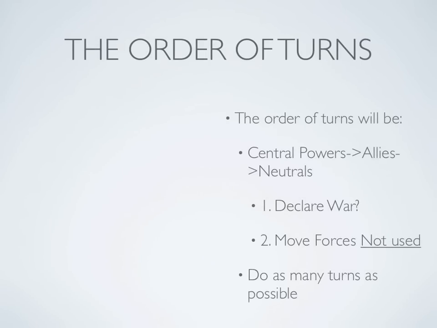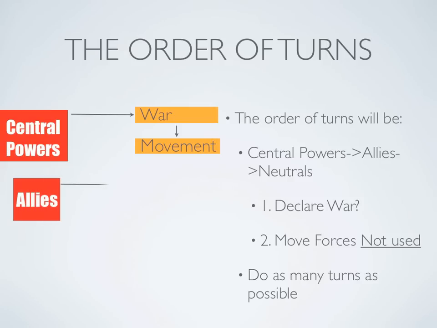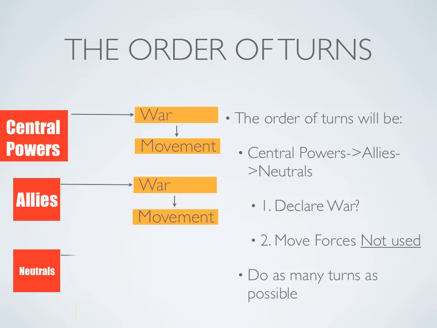The order of turns starts with the Central Powers, followed by the Allies, followed by the neutrals. The teacher will tell the class that the Central Powers are up and ask if there are any declarations of war. The Central Powers will declare war if there is any, and when they are done, they can move anything that they did not use during the war phase. Then it will be the same for the Allies and then for the neutrals.